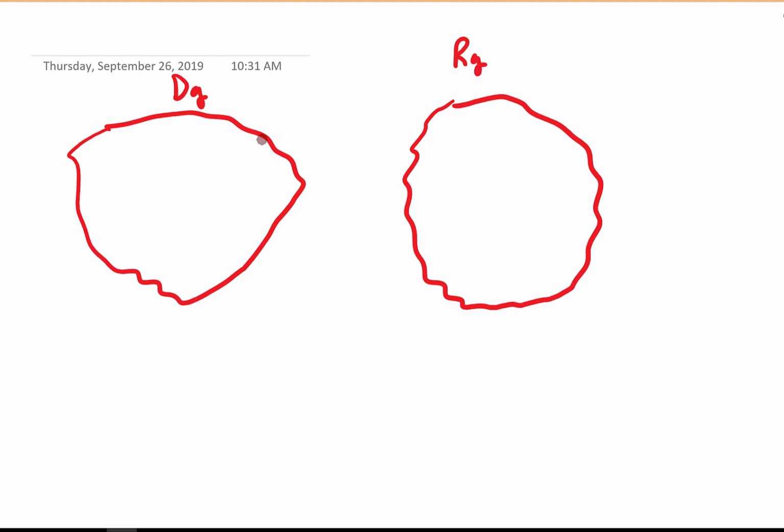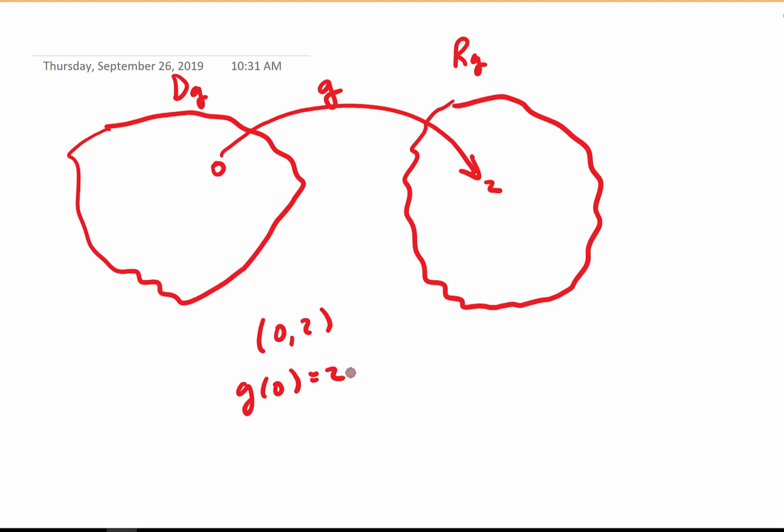So that's typically what happens. We think of the function as taking values and mapping them from a domain set to a range set. So for example, we could take the domain value 0 in g and map it to the range value of 2, for instance. Okay? So that would be the ordered pair (0, 2), or put another way, g of 0 equals 2.